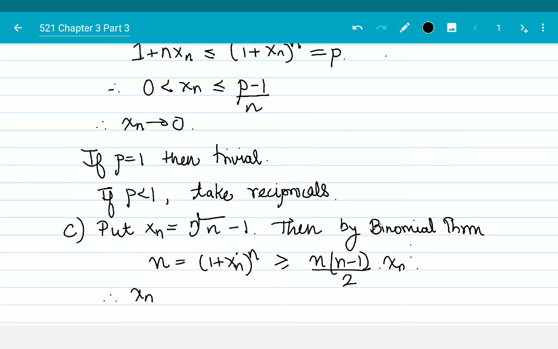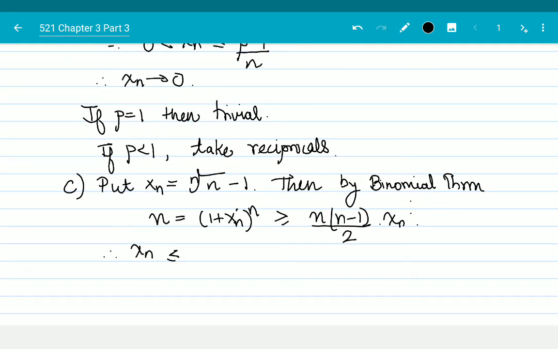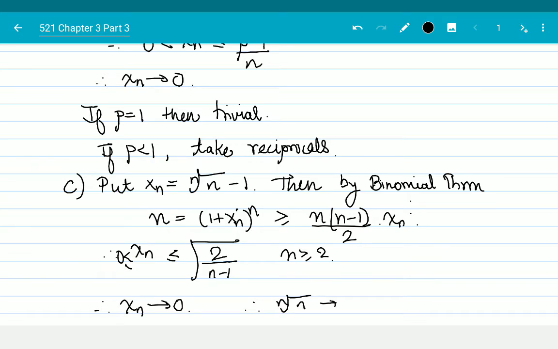Therefore, xn is smaller than or equal to, which is strictly greater than 0. Actually, smaller than or equal to 0 if n is equal to 1, then this is 0. Is smaller than or equal to root of 2 over (n minus 1), for n greater than or equal to 2. And therefore xn goes to 0. Therefore the nth root of n goes to 1.